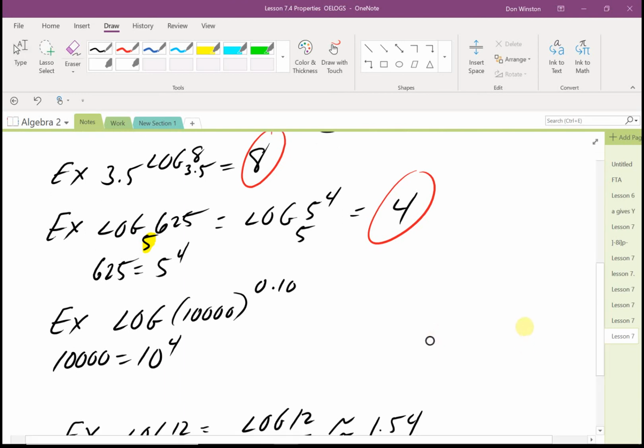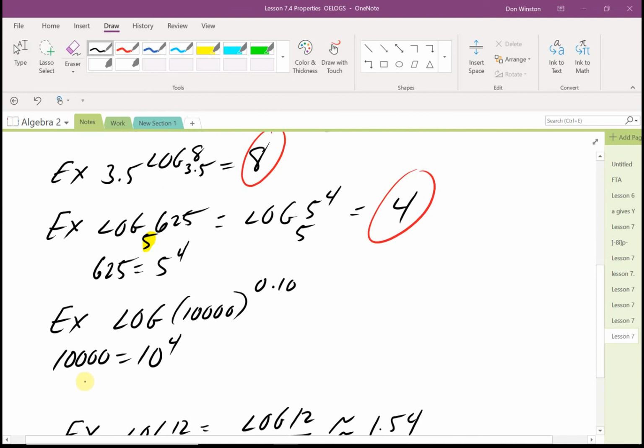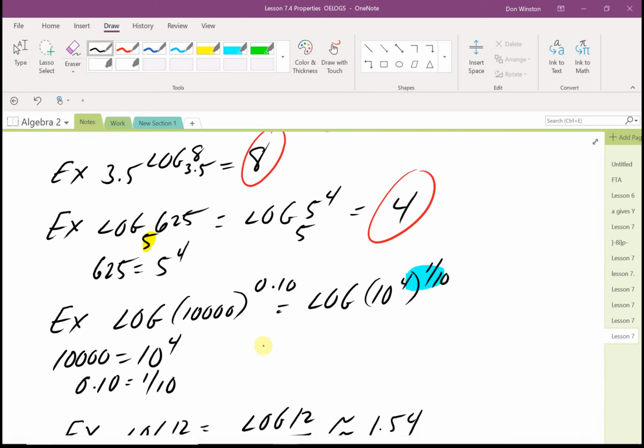All right, and also then 0.10 equals 1/10. So this will equal common log of 10 raised to the 4th, and we're going to raise that to the 1/10. So we have a little bit of multiplication to do. We're taking a power and raising it to a power. So 4 times 1/10 will equal 4/10, which equals 2/5.